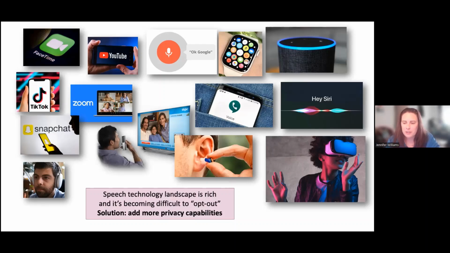So everything that we're familiar with from, for example, Zoom, which is recording this session now, FaceTime and YouTube, TikTok, earbuds that can be used as an entertainment device or as a hearing assistive device, virtual reality, devices in the home, smart watches, and things like that. So we know that the speech technology landscape is very rich, and it's becoming increasingly difficult to opt out of using speech technology. So the solution that I'm talking about in this webinar is that we need more privacy capabilities in order to protect people and foster a sense of trust in these technologies.